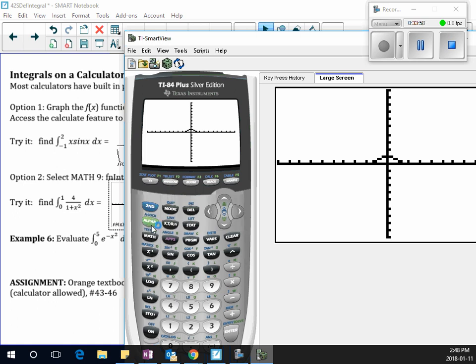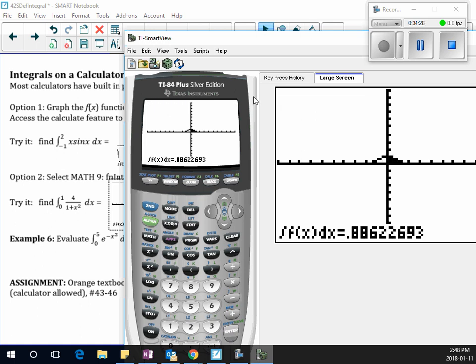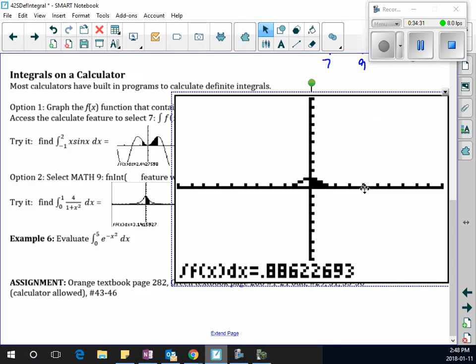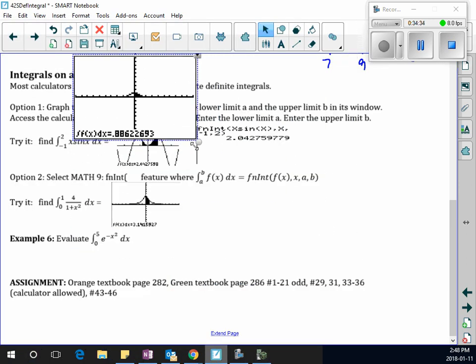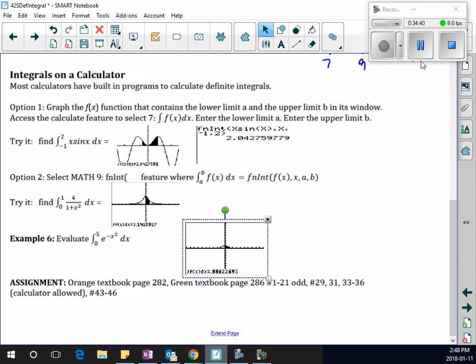Okay, so now I'm going to do from 0 to 5. And I know the standard viewing window has 0 to 5. Does everybody understand? In order to calculate, you have to be able to see those upper and lower bounds, so you might have to adjust your window setting. Then I'm going to go to calculate 7. Lower is 0. Upper is 5. There it is. Any significance of that number? There we go. And we're done.